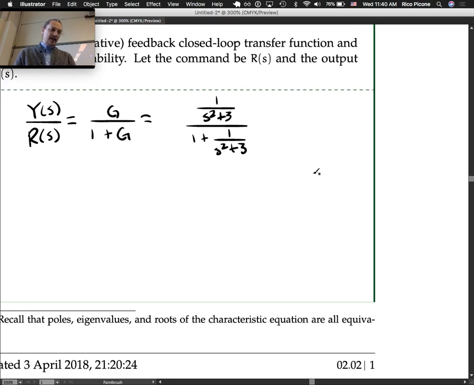And let's go ahead and simplify that. We can drop this denominator down here, cancel with that one. So we end up with 1 over S squared plus 3 plus 1, right? Which is just equal to 1 over S squared plus 4, which, well, I'll just leave it like that.